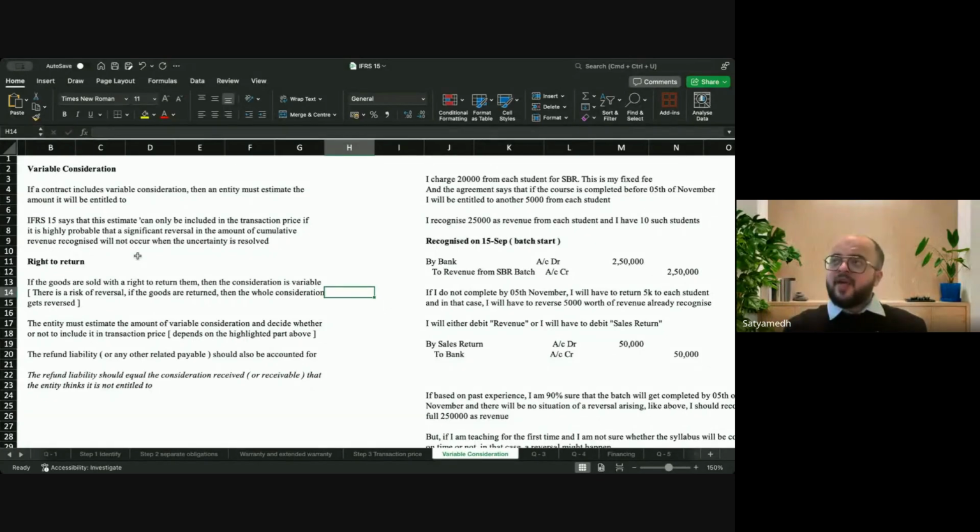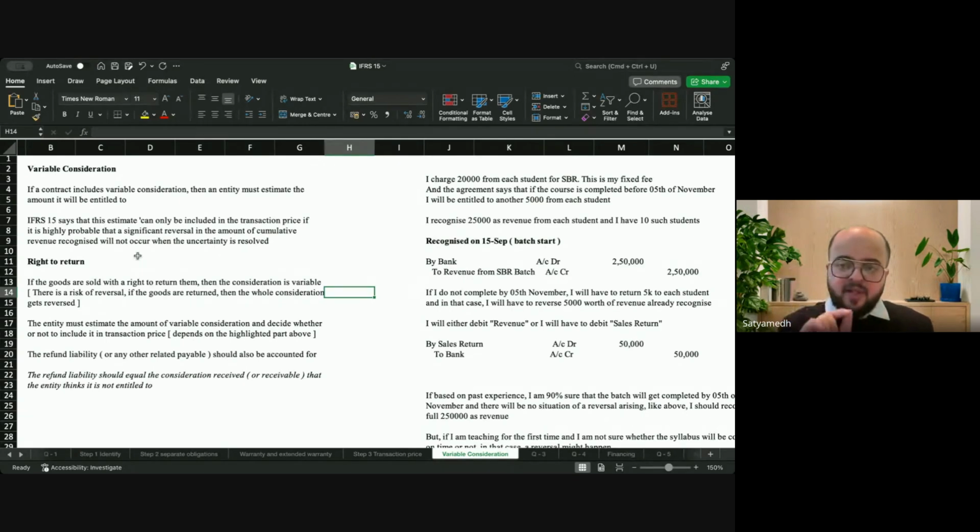In that case, that 5,000 should be treated as advance from customer. If later on you help the customer reduce the weight, then recognize it as revenue. If you are unable to help the customer reduce the weight, you will have to return the amount to him.